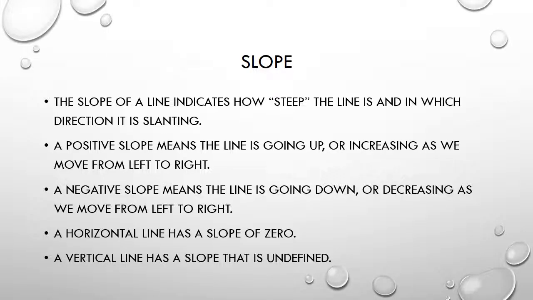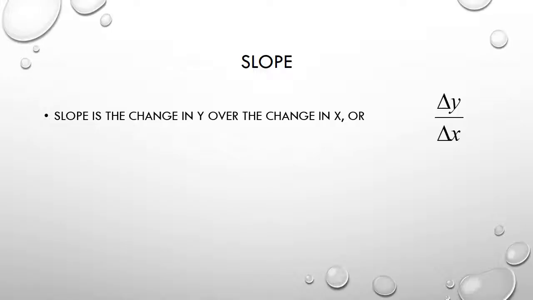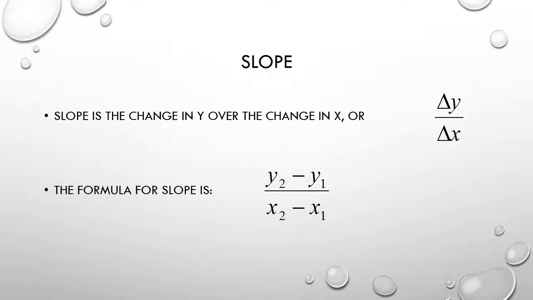Now, the slope itself is the change in y over the change in x. Another way to write that is delta y over delta x. The triangle is the Greek letter delta, and it represents change in math and science. The formula for slope is y2 minus y1 over x2 minus x1. This is a formula that you should know. You've used it before and you should have learned it at some point, and you need to know it again. So if you've forgotten it, now is a good time to get it back into your head.